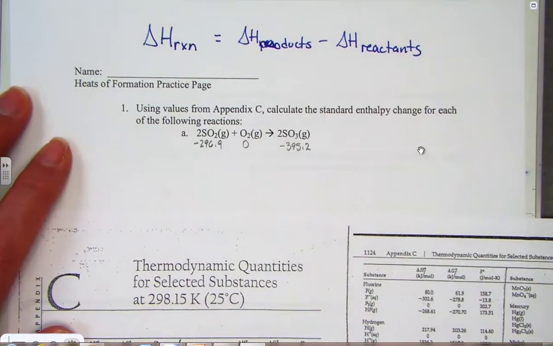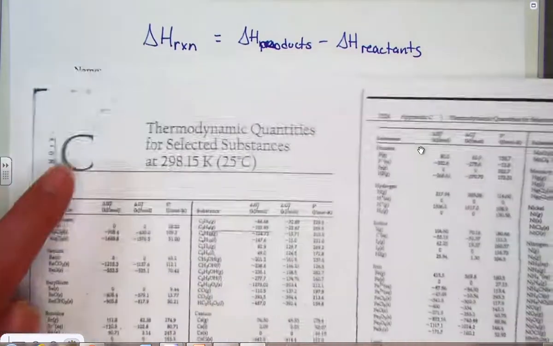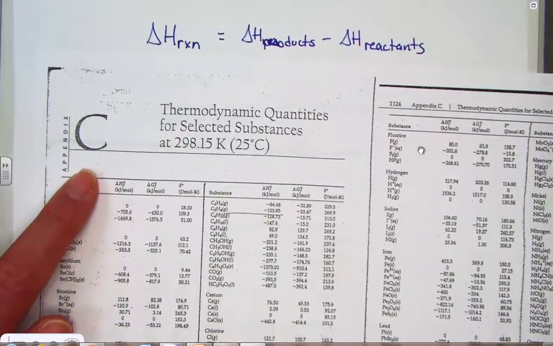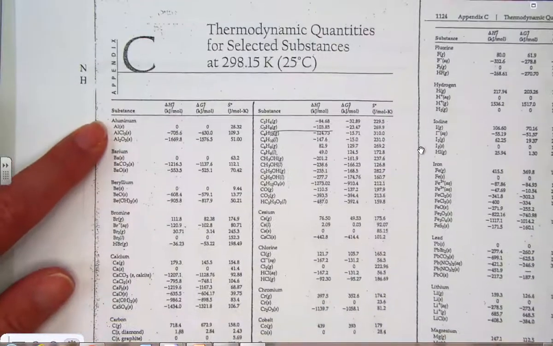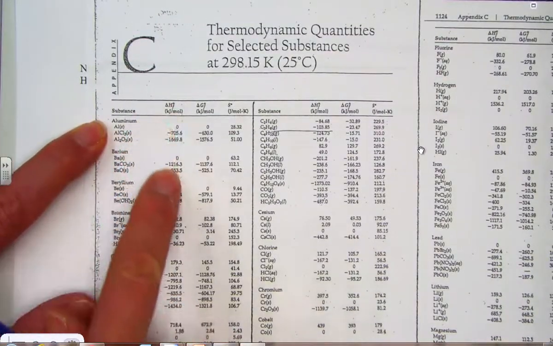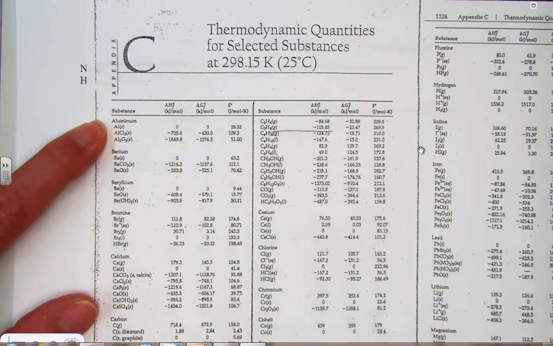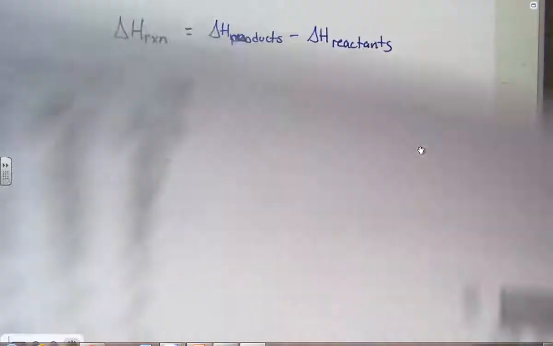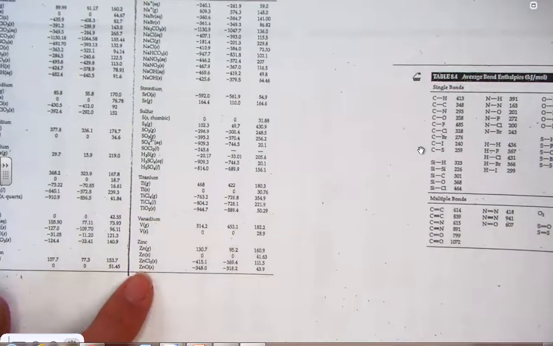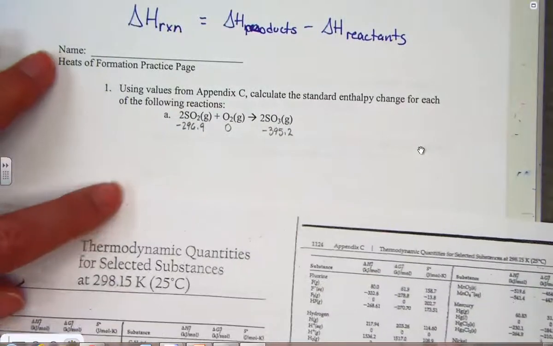Products minus reactants. The tool page we use to apply Hess's law is our thermodynamic quantity table I've photocopied for you. It's in Appendix C. The heats of formation are in the first column of our appendix, and they are listed alphabetically, starting with aluminum, and we can see that the elements will go through alphabetically all the way down through the element zinc on the opposite side. Let's begin with our first question.